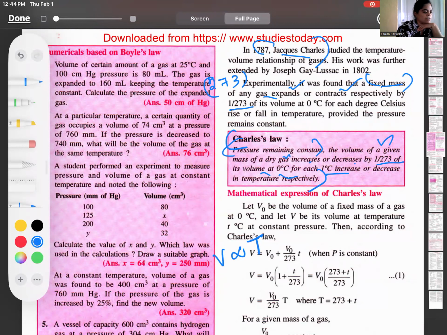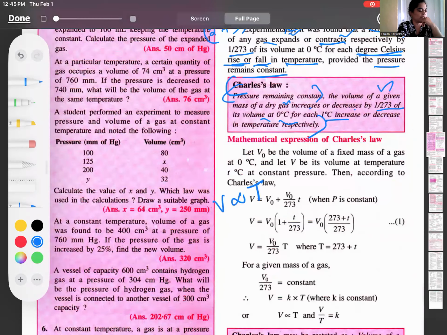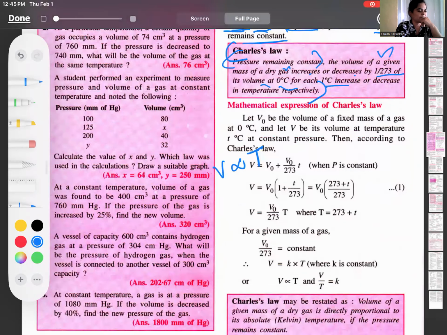And then for each degree Celsius rise or fall in temperature, provided the pressure remains constant, the gas may expand at a degree Celsius rise, and the gas may contract at a degree Celsius fall. So then what is the mathematical expression for Charles law?